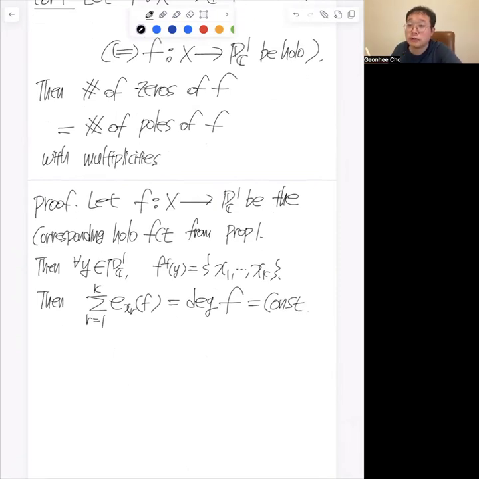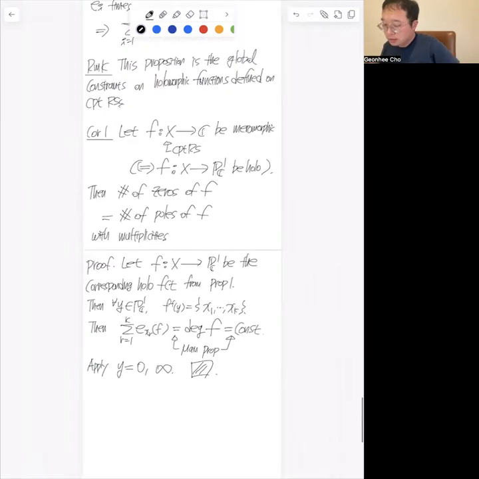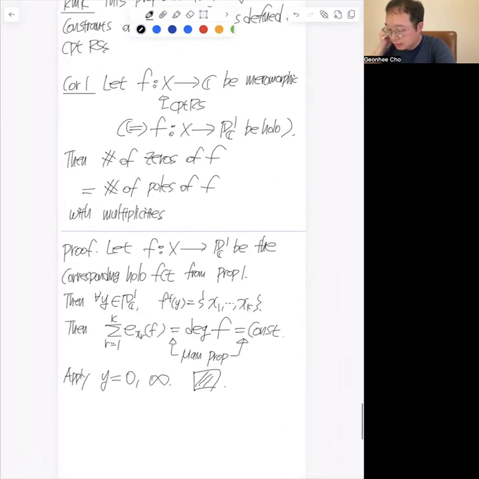This is just a constant. The degree just means that outside of the branch points, we know f behaves as a covering map. So we apply proposition 2, the main proposition, and here we also apply the main proposition as well. Then just apply this with y being 0 and infinity. Then it completes the proof. So the first holy point is that by applying that proposition, there's no way to split the zeros and poles for compact Riemann surfaces.